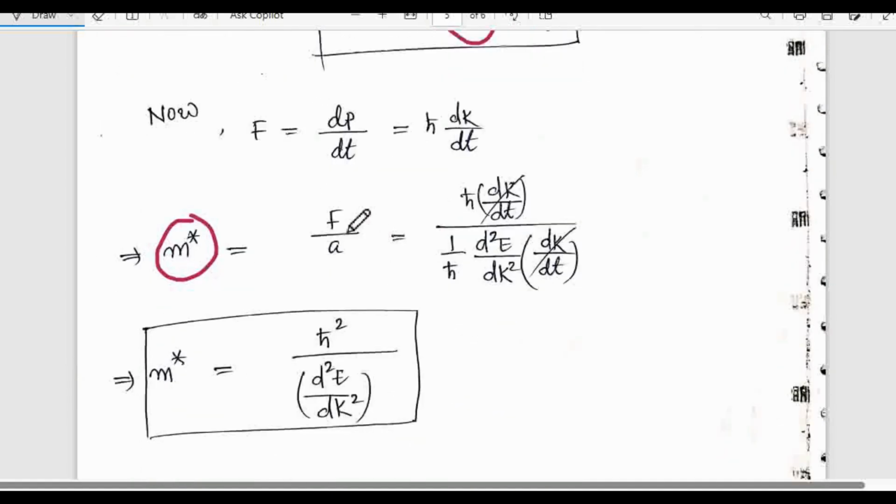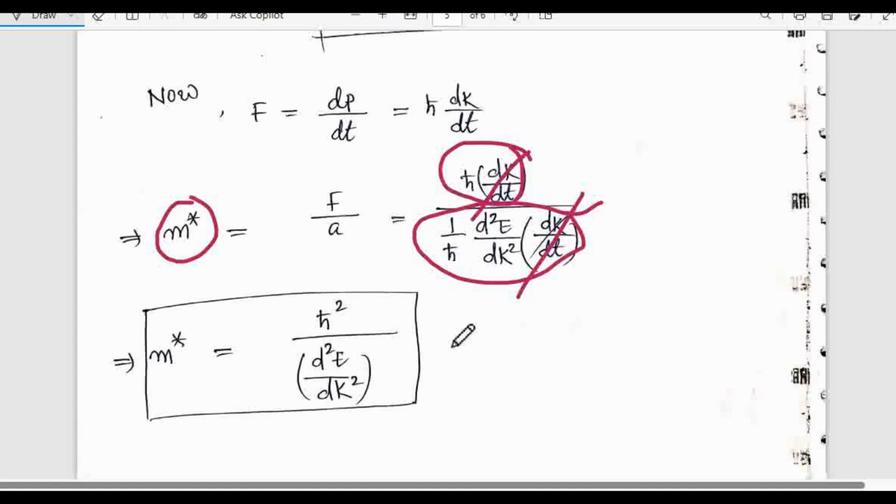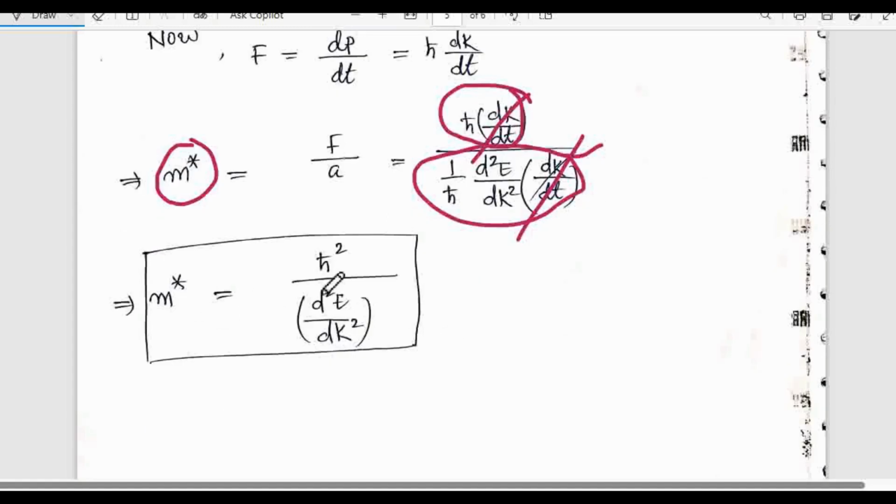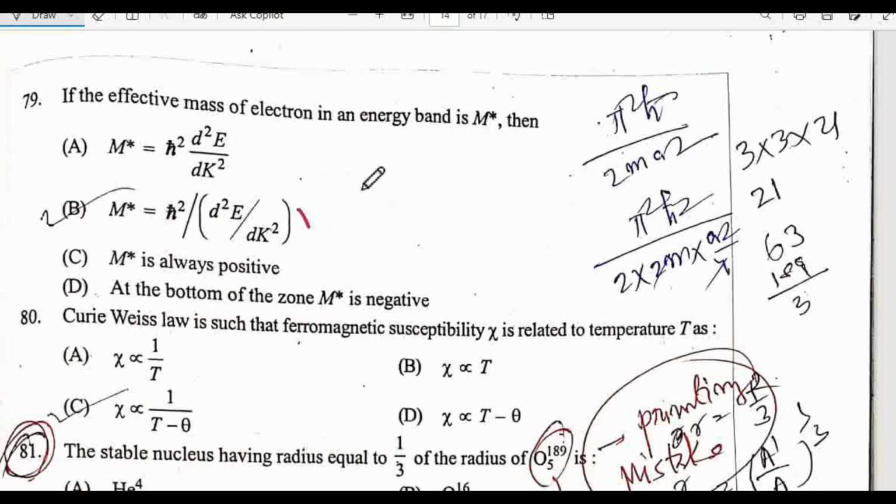If you put in the expressions of force and acceleration individually, this term will cancel out, and eventually you will end up with h cross square by d square E by dk square. That means this term, option P.